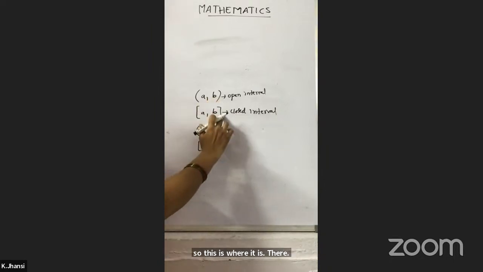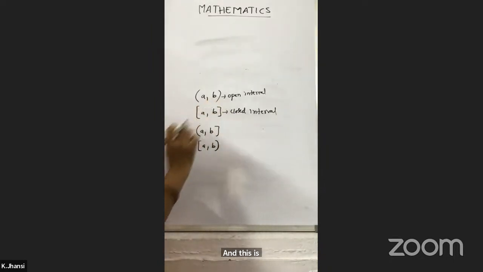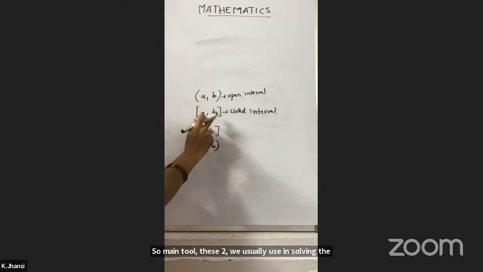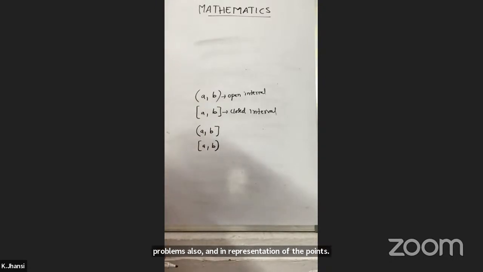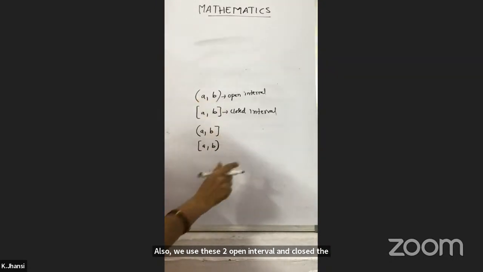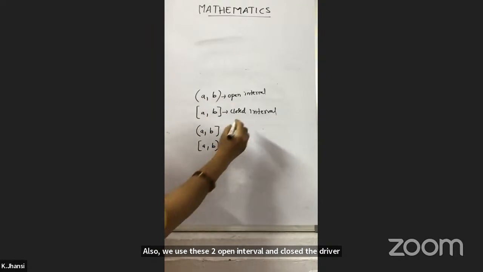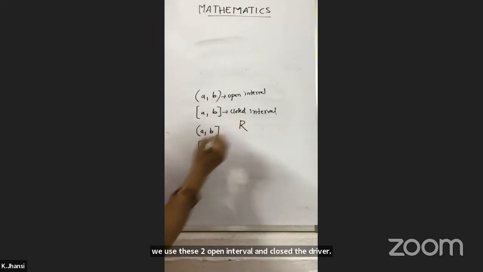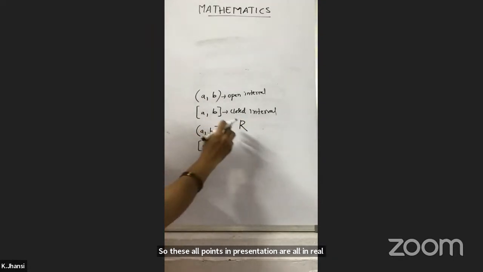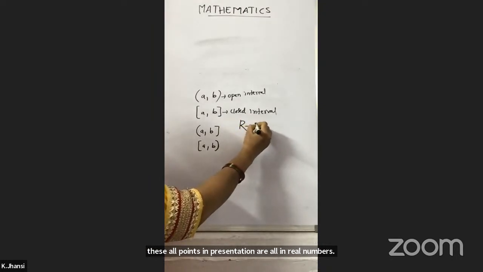So the main two, these two we usually use in solving the problems, and in representation of the points also. We'll use these two, open interval and closed interval. So these all points representation are all in real numbers. Whenever you see this R, this is called real numbers.